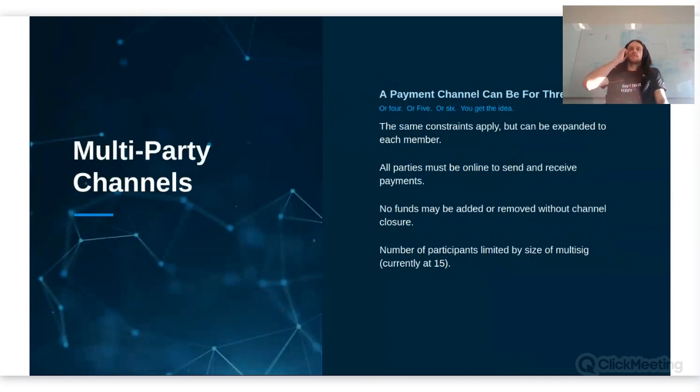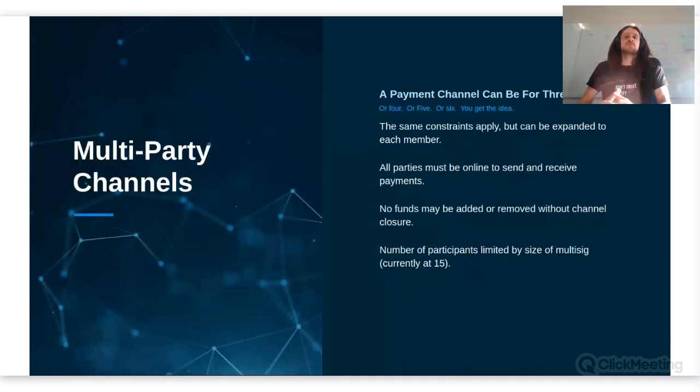Multi-party channels. This is one of my favorite parts of Lightning Network to learn about. So far, we've only been discussing two-party channels. That is, you've got two players sending money back and forth to each other. But there's no reason you can't do this with 3 parties or 4 or 5, etc. So the same constraints apply, but they're a bit better or worse depending on which ones you're looking at.